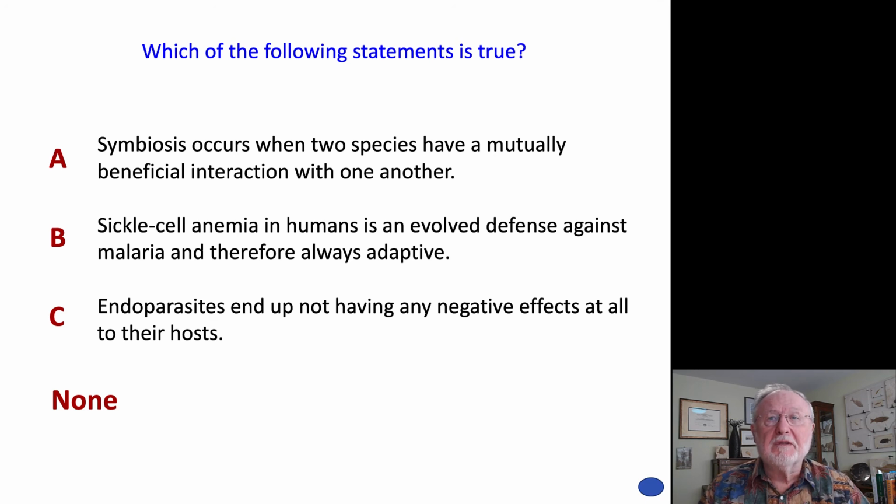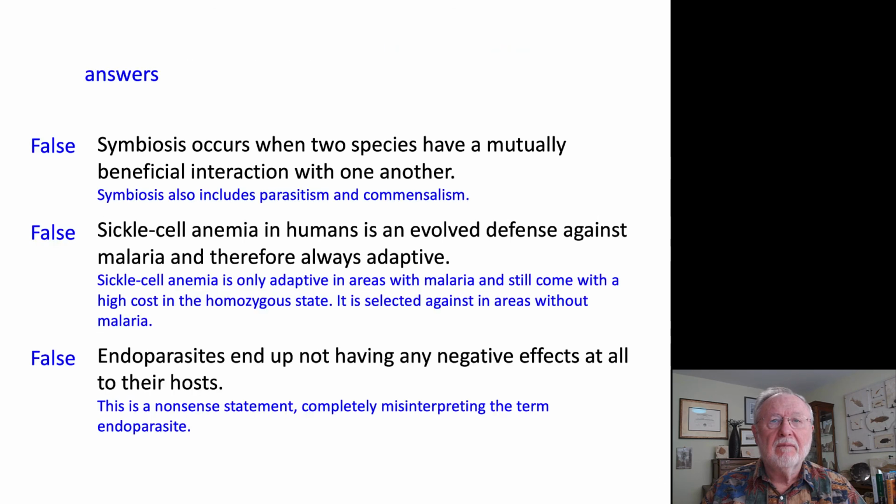So which of the following statements are true? A, symbiosis occurs when two species have a mutually beneficial interaction with each other. B, sickle cell anemia in humans evolved as a defense against malaria and is therefore always adaptive. C, endoparasites end up not having any negative effect on their hosts at all. And here are the answers. False, false, and false, with the explanation for why they're false.